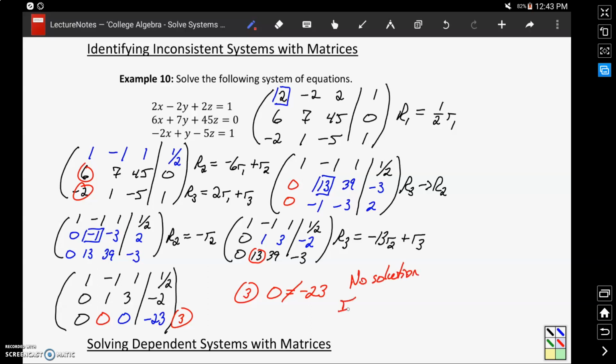or the other way to say that is this is an inconsistent system. There is no ordered triple x, y, z that will make all three of these equations true.